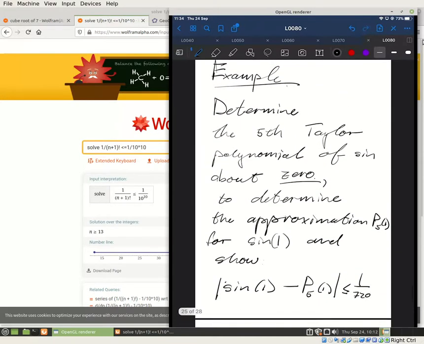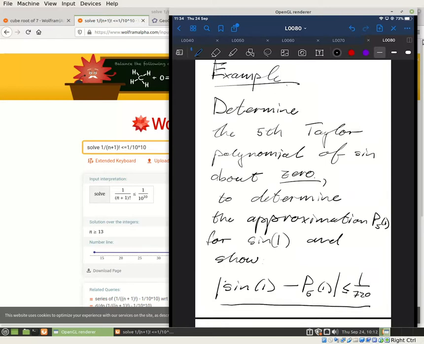And now in the second part of our question, we want to show how accurate our approximation is. But we will do that in the next one.